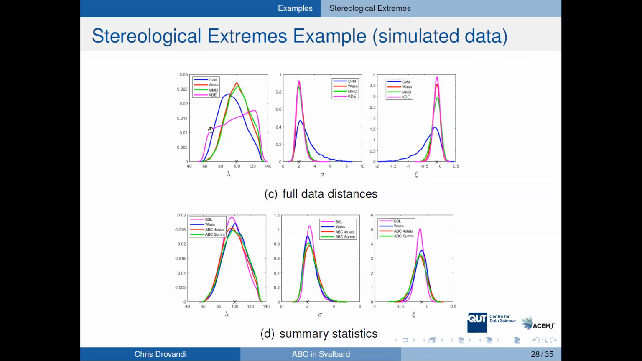We found that the CVM method doesn't perform particularly well, and the Wasserstein and the MMD do perform particularly well. So we think again that the CVM doesn't perform so well.